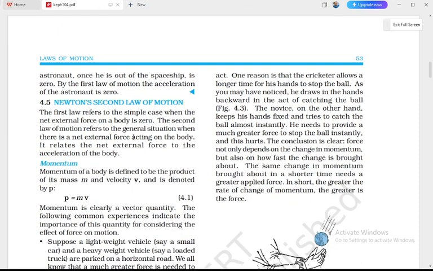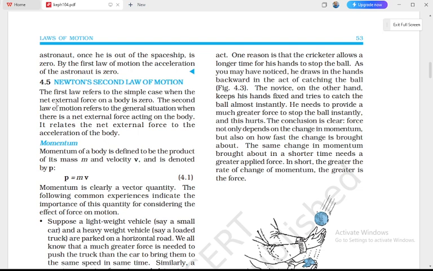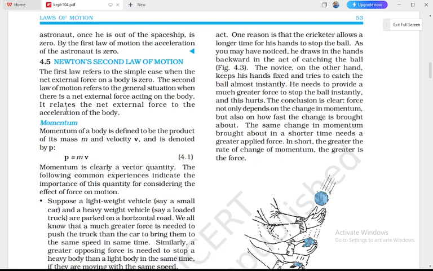Now we learn about Newton's second law of motion. The first law refers to the simple case when the net external force on the body is zero. The second law of motion refers to the very general situation when there is a net external force acting on the body. That is, it relates the net external force to the acceleration of the body. Momentum.